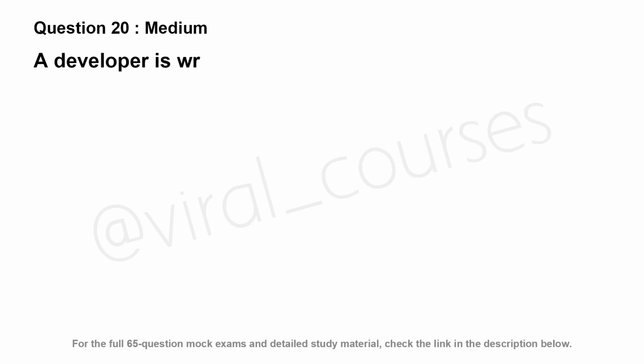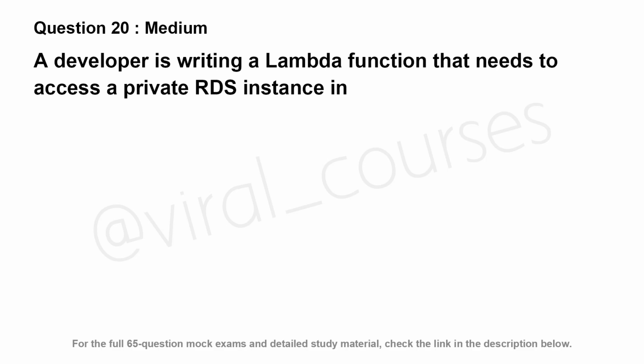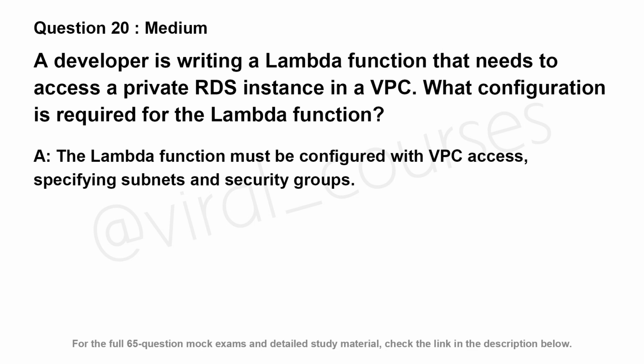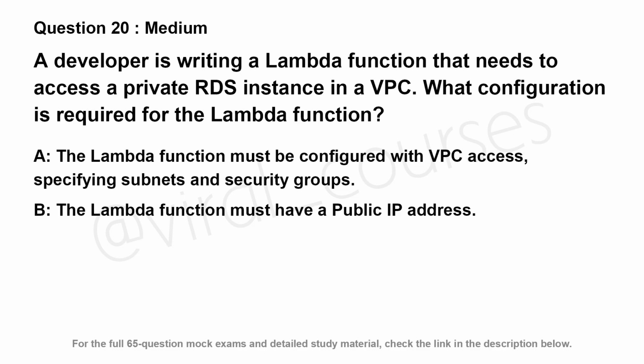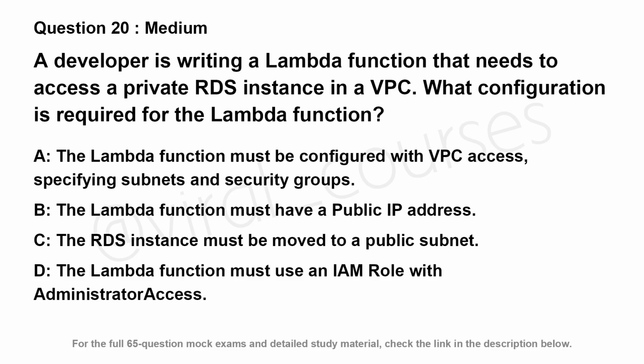A developer is writing a Lambda function that needs to access a private RDS instance in a VPC. What configuration is required for the Lambda function? Option A. The Lambda function must be configured with VPC access, specifying subnets and security groups. Option B. The Lambda function must have a public IP address. Option C. The RDS instance must be moved to a public subnet. Option D. The Lambda function must use an IAM role with administrator access.